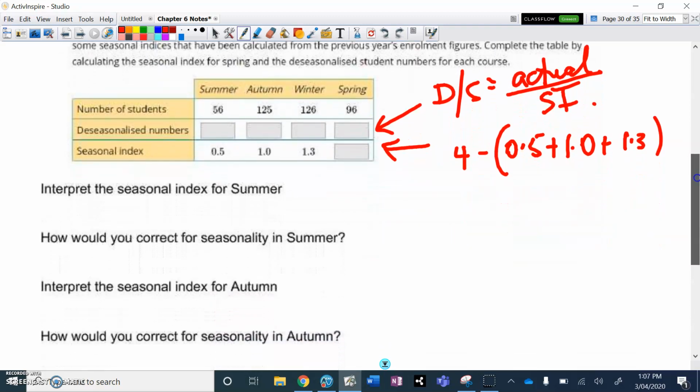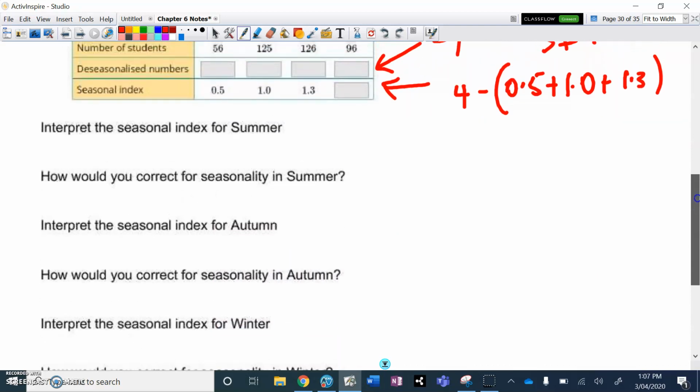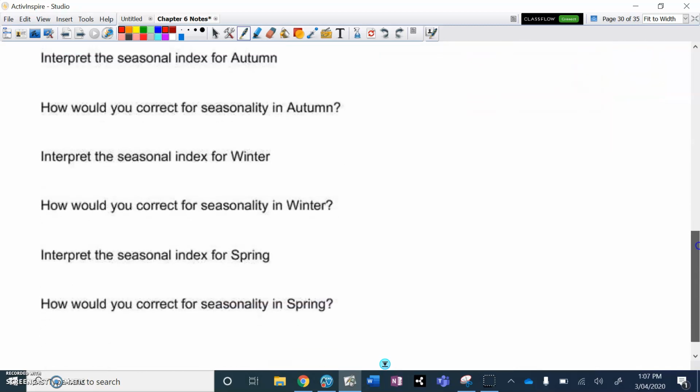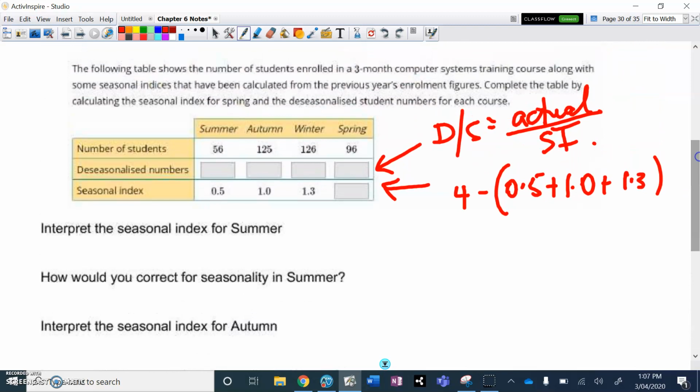So have a play with those, there's a whole lot of how would you interpret the seasonal index, how would you correct the seasonal index. A lot of those are just repetitive questions just to get that skill down pat. So try those. I'll come back in the next video and give you the answers for those few examples.